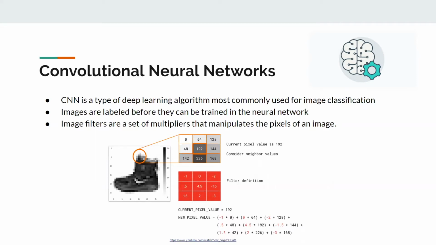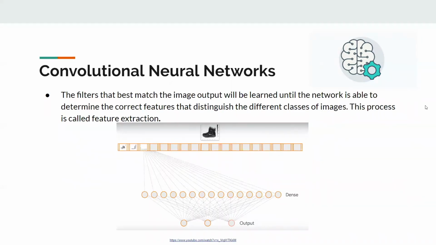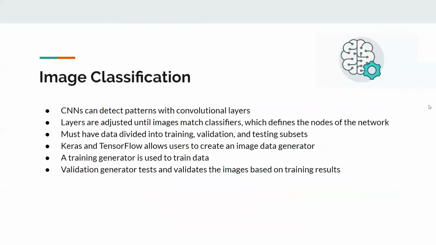As you can see in the image below, a set of multipliers, found in the red box, is multiplied to the pre-existing pixel values, found in the gray box. The multiplied values are added up to produce the next pixel value. After an image is fed through the CNN, randomly initialized filters are passed through the image, which is then passed through the second layer, the dense layer, as you can see from the image. The filters that best match the image output will be learned until the network is able to determine the correct features to distinguish between the different image classes. This process is called feature extraction.